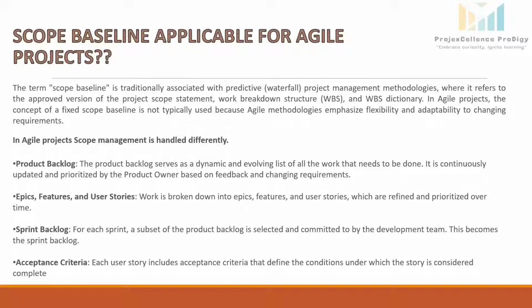Other elements: epics, features, and user stories. We can relate those with the WBS and WBS elements like control account, work packages, planning packages. So, the epics are the large high-level chunks of work that describe big functionalities or features. Features, smaller units of functionality, often parts of an epic. User stories, these are the smallest unit of work that focus on specific functionalities or user needs. It's similar to the work package.